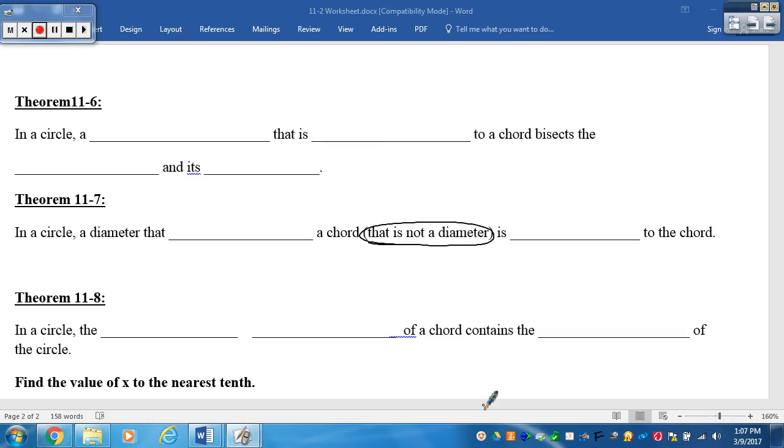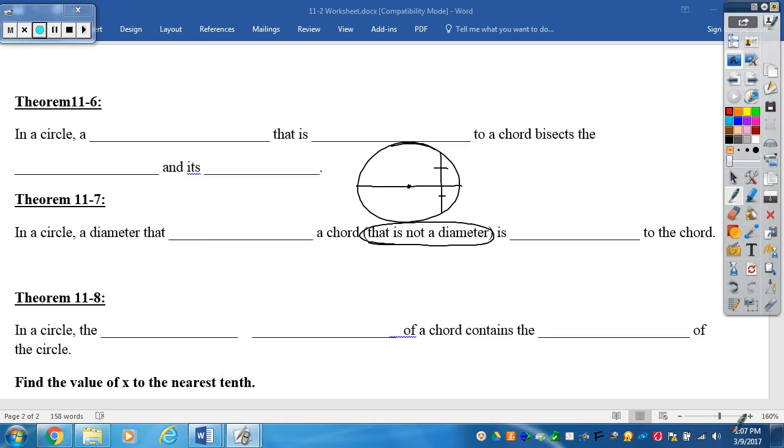Excuse me, is perpendicular to the chord. Okay, and so if we take a look here, you've got a circle, and I want to put a diameter up here in my circle, so here will be my diameter. And if it bisects a chord, so I'll just go ahead and say that this chord is being bisected there, then there's a couple of things that are going to be true because of this.